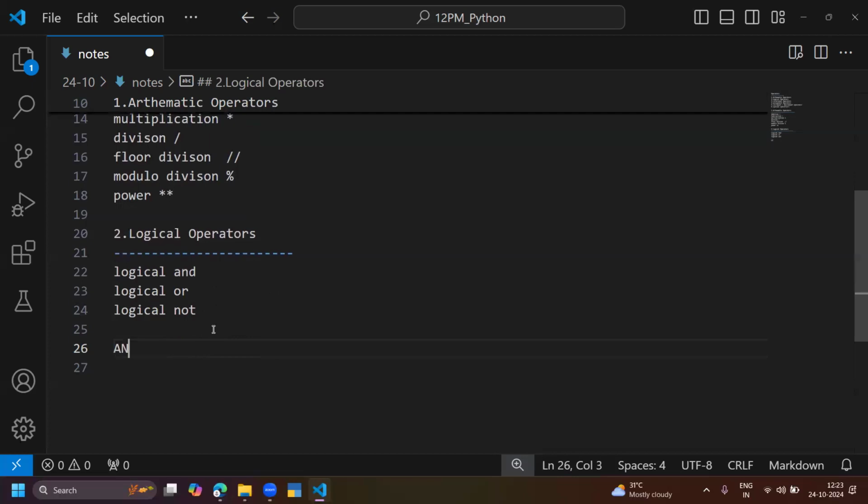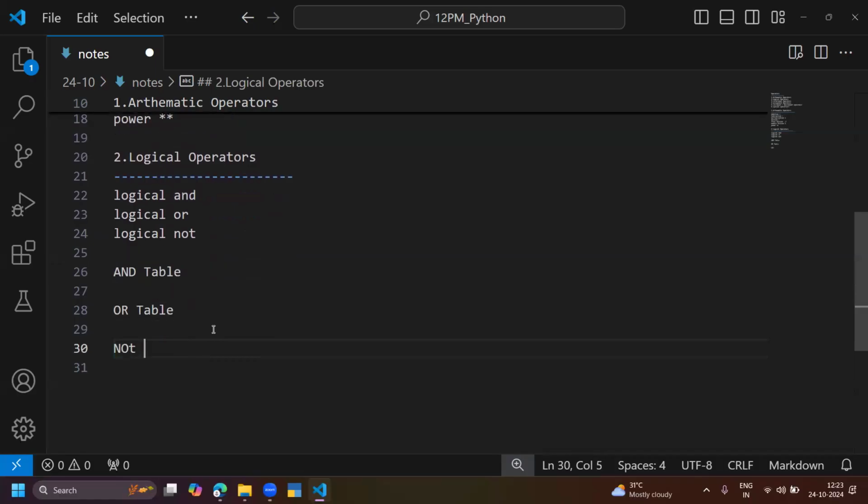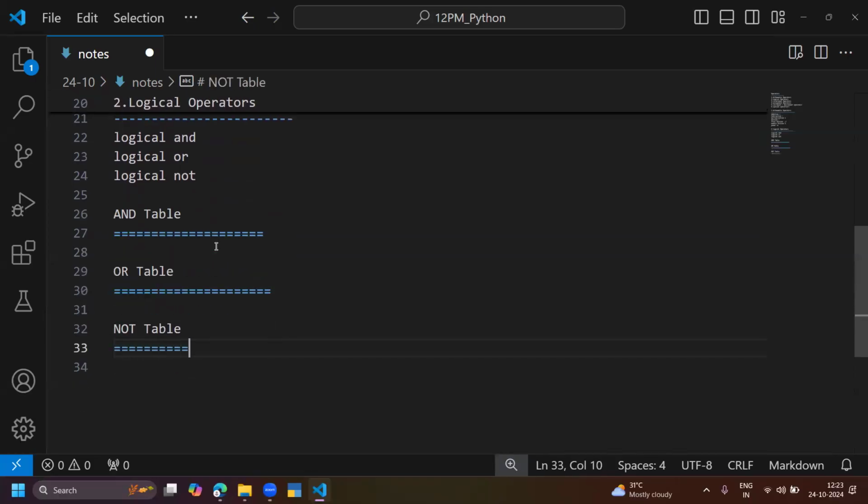How many people know about the AND table, how many know about the OR table, and how many know about the NOT table? I hope you people know these from mathematics in 8th or 9th standard. What is the AND table? What is the OR table? What is the NOT table?